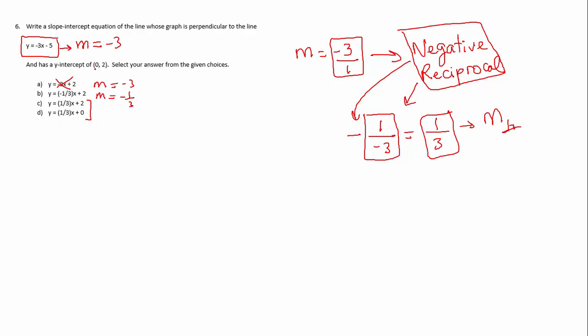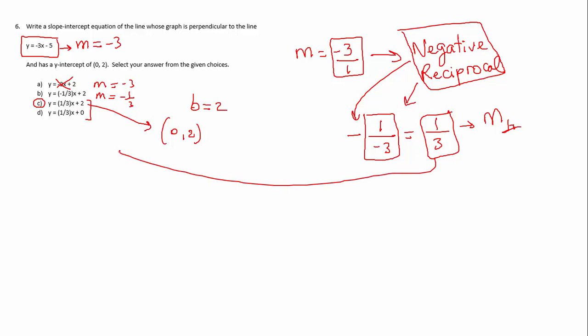Now the y-intercept is (0, 2). This one has a y-intercept (0, 2), right? Remember, b is 2 in this case. So C is the correct answer. C would be the correct answer because b is the y-intercept, it's 2. And the slope is 1/3. Remember, we found the slope here to be 1/3 and the y-intercept is (0, 2).